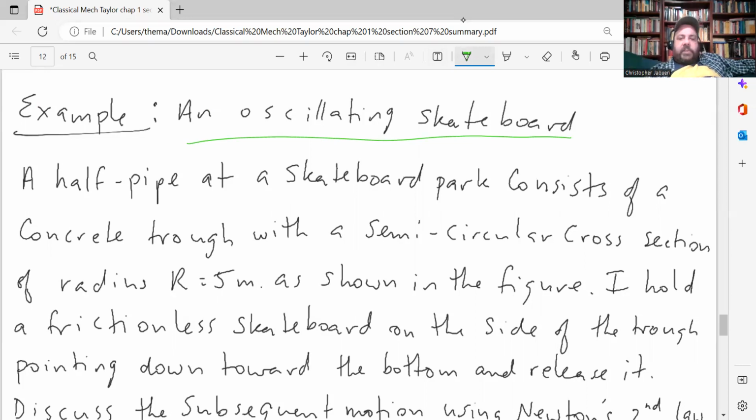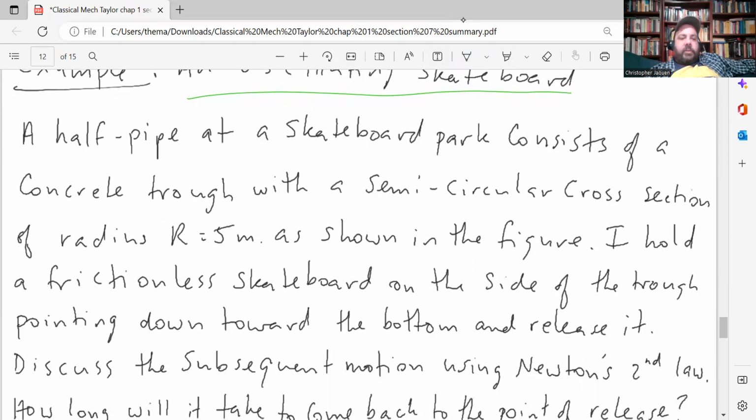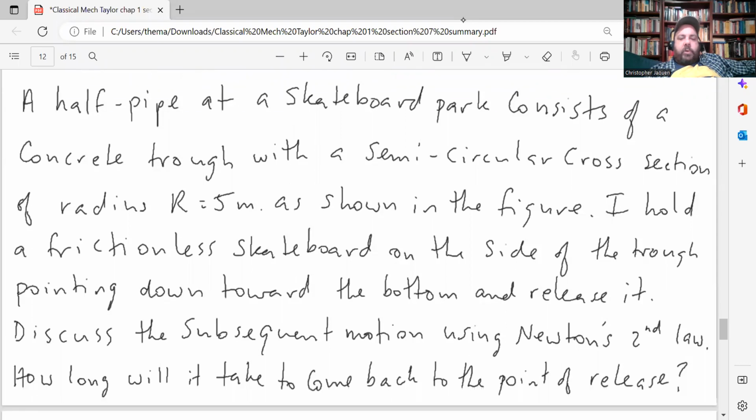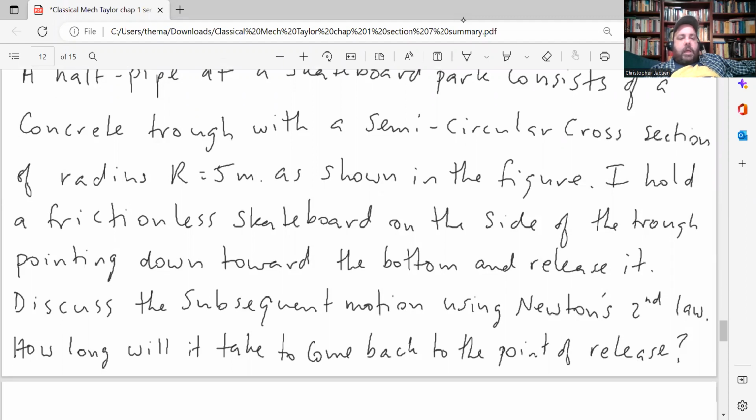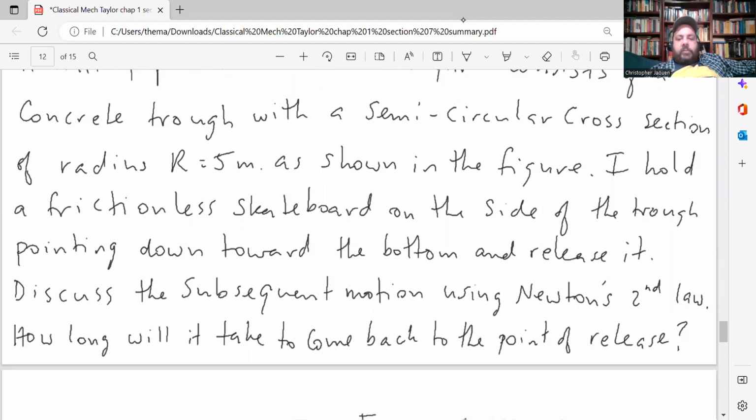A half pipe at a skateboard park consists of a concrete trough with a semicircular cross section of radius R equals 5 meters, as shown in the figure, which I've drawn on the next page. I hold a frictionless skateboard on the side of the trough, pointing down towards the bottom, and release it. Discuss the subsequent motion using Newton's second law. How long will it take to come back to the point of release?